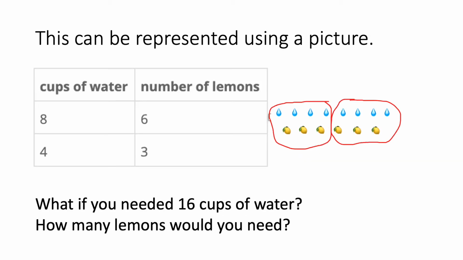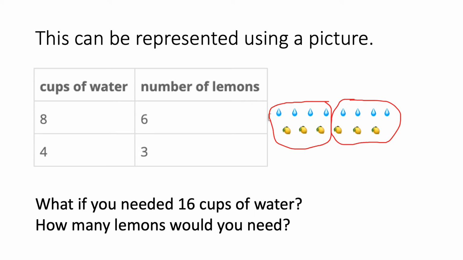All right, so let's take a look at this using a picture. We had 8 cups of water and 6 lemons, and 4 cups of water and 3 lemons. If you notice, I put a drawing to the side. We started off with 8 cups of water, represented by the 8 water drops, and 6 lemons. But I can put that into 2 different groups. Remember, we divided the 8 and 6 by 2, or actually multiplied by 1/2, which is the same thing. And in each group, I got 4 water and 3 lemons.